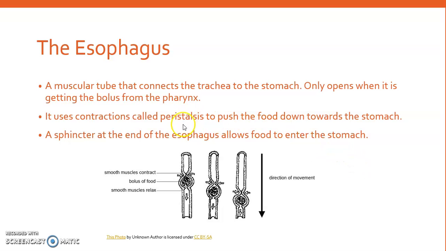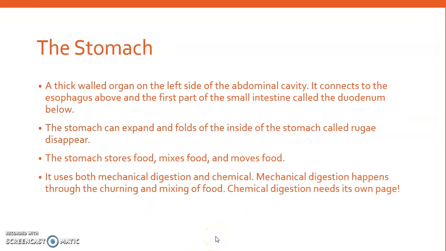So the esophagus uses contractions, which is called peristalsis, to push food down towards the stomach. So there's a contraction in this area which pushes food down, and each area of the esophagus starts to contract one little bit at a time to push the bolus of food down. And there's a sphincter at the end of the esophagus that allows food to enter the stomach. So again, that sphincter allows the esophagus to open and let food in, and then the sphincter closes that tube. So it's peristalsis that pushes it down all the way into the stomach. And this is kind of a diagram of what peristalsis looks like.